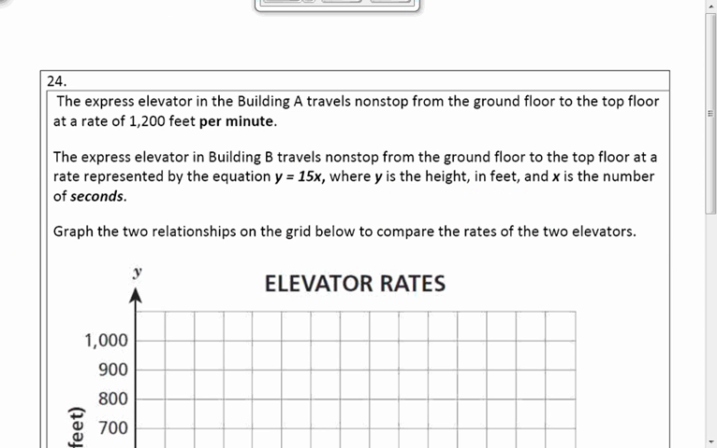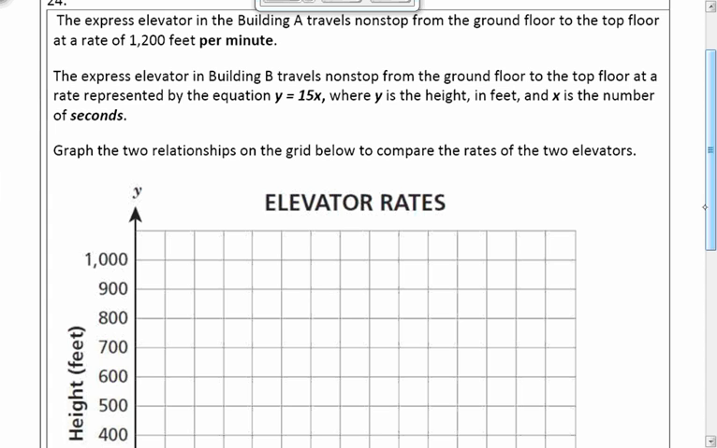Number 24. This is right off the state exam last year with different numbers, so this is the type of question you expect to be able to answer. The express elevator in building A travels nonstop from the ground floor to the top floor at a rate of 1,200 feet per minute. The express elevator in building B travels nonstop from the ground floor to the top floor at a rate represented by the equation y equals 15x, where y is the height in feet, and x is the number of seconds. Minutes, seconds.